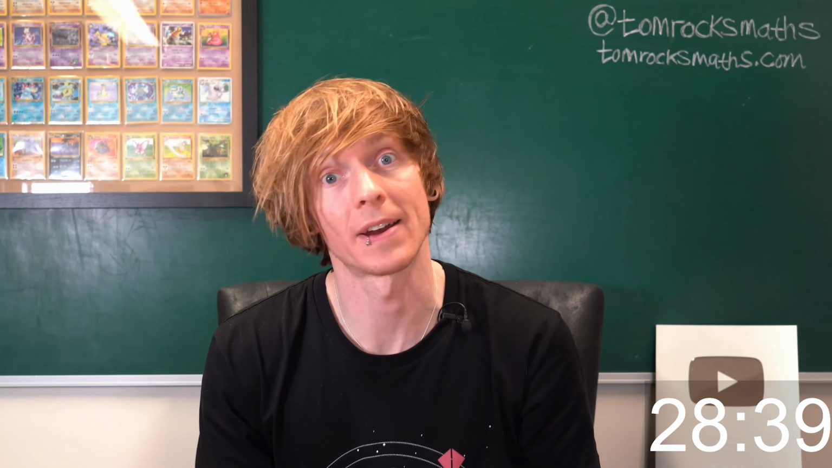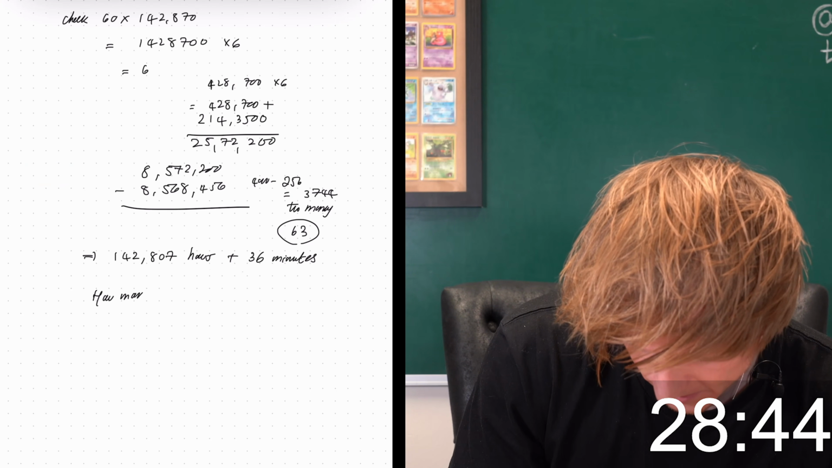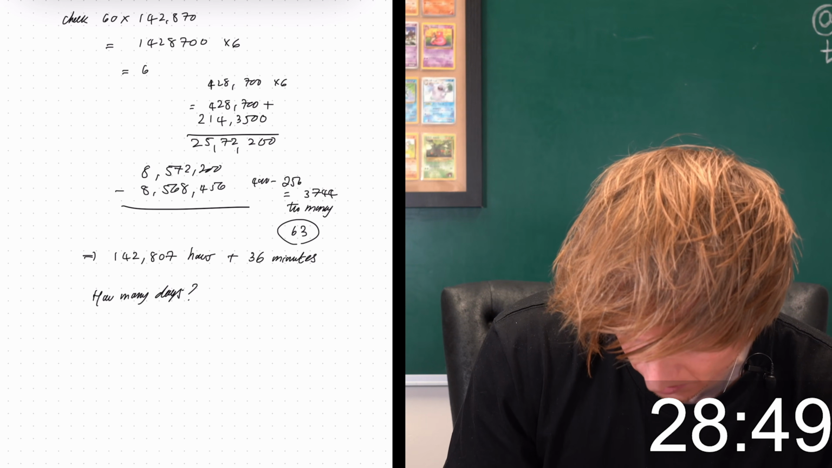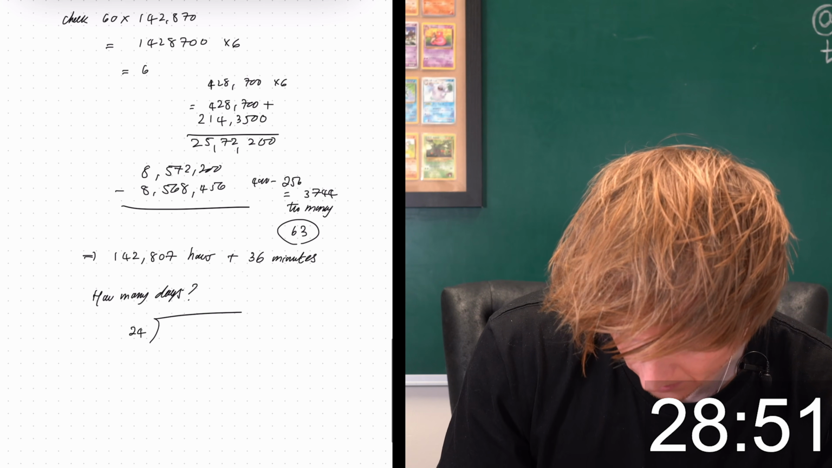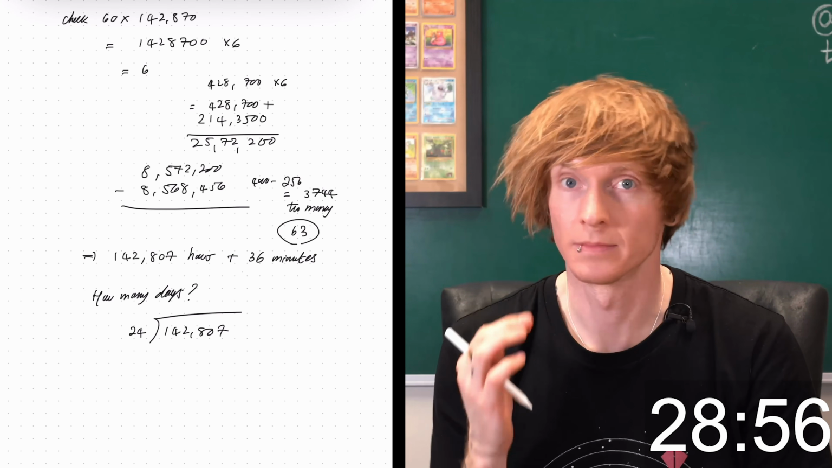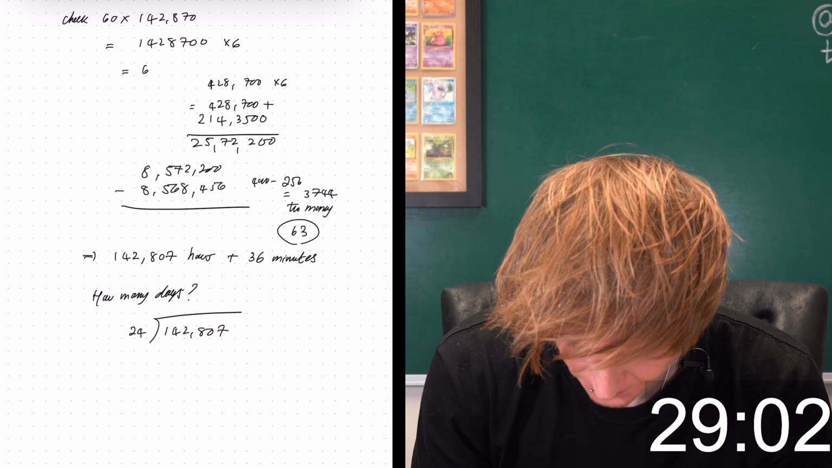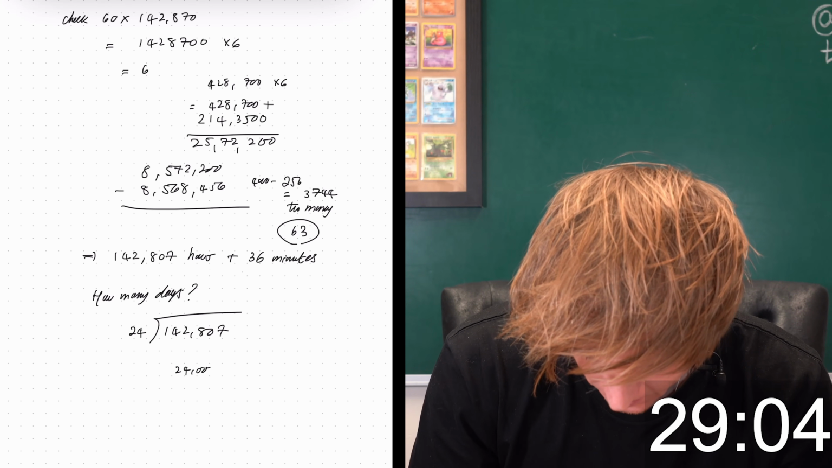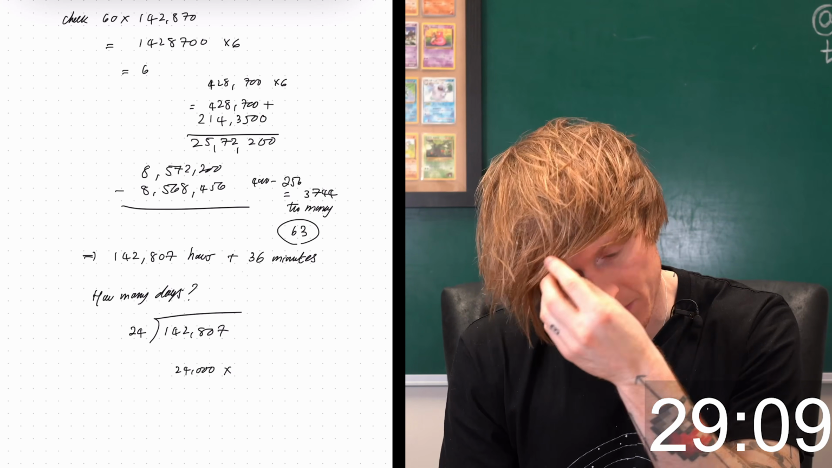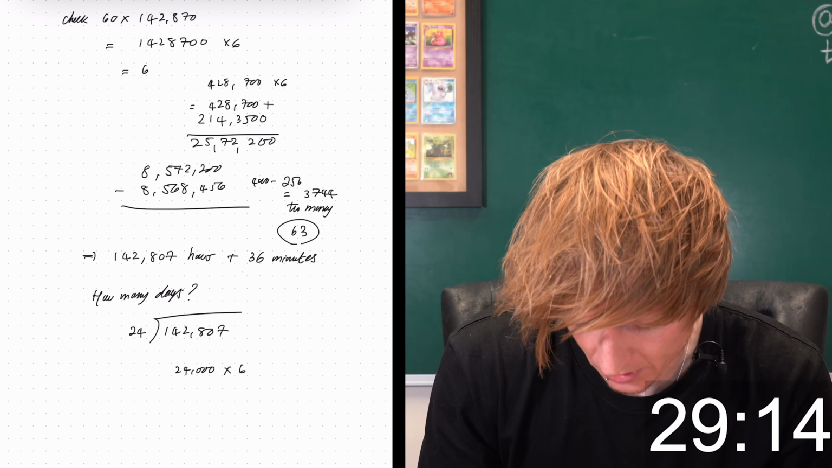Okay, so we have a value for hours. So now I'm going to divide that by 24. So how many days? Okay, so I need to do 24 into 142,807. Cool. And try and not mess it up this time. So it's 24,000 times 6 is too many. Well, let's just do 6 times 6. So 24 times 6,000.